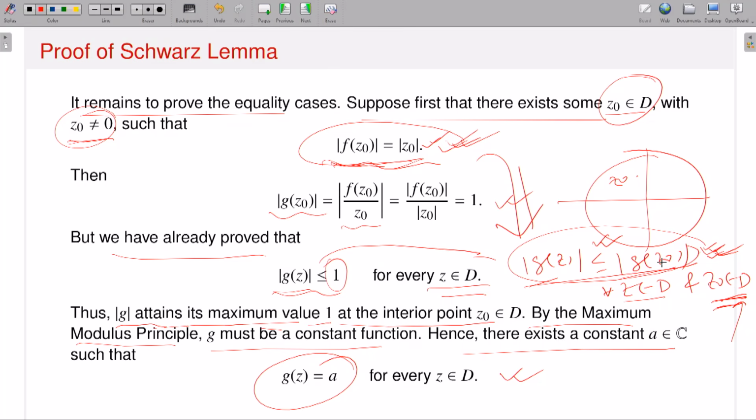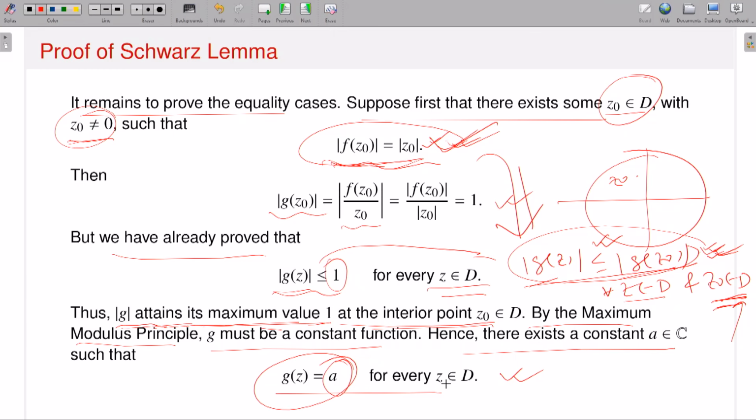in D. When is it possible? Only when g is constant. So that's what I am saying. Therefore modulus of g attains its maximum value 1 at the interior point, right? Because of this fact, which is possible only when your g is constant. So therefore, assuming that there exists a such that g(z) is equal to a.